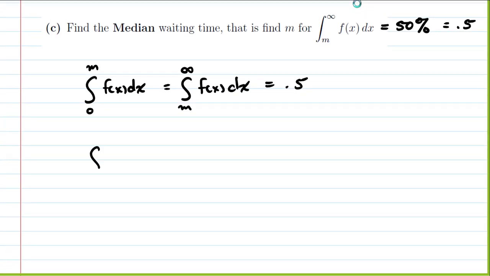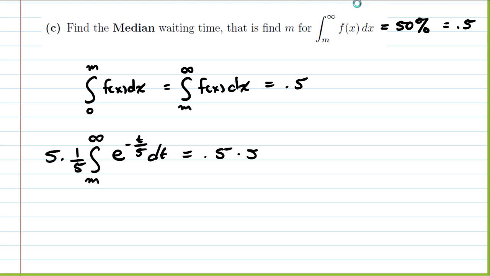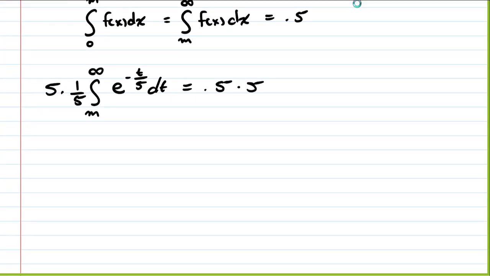So we're going to have either one of these. So let's do our integral from 0 to, oh sorry, let's do the m to infinity. Doesn't really matter. Put our 1/5 out in front. e to the negative t over 5 dt. And we want this to be 0.5. So let's get rid of that 5 by multiplying both sides by 5. Then we just have the integral from m to infinity of e to the negative t over 5 dt is equal to 5 times 0.5, which is 2.5.